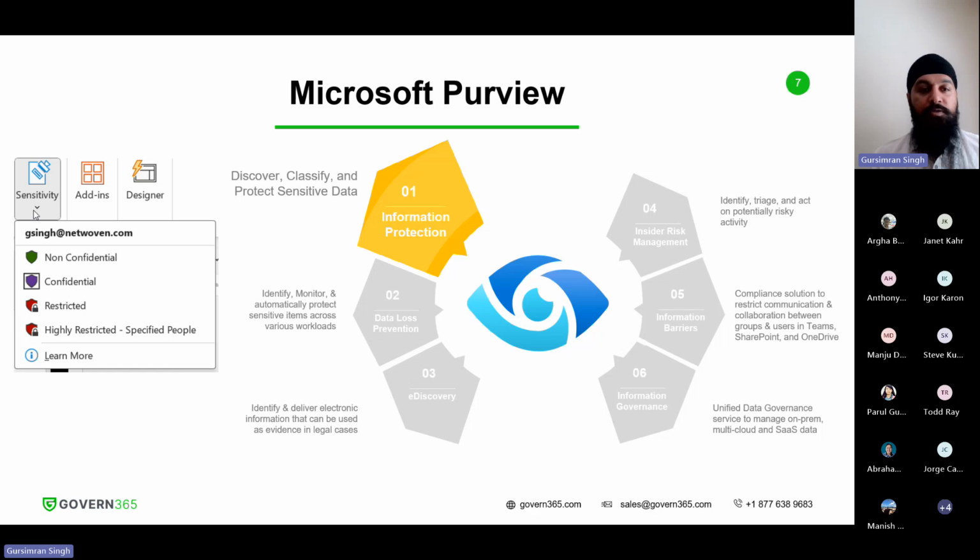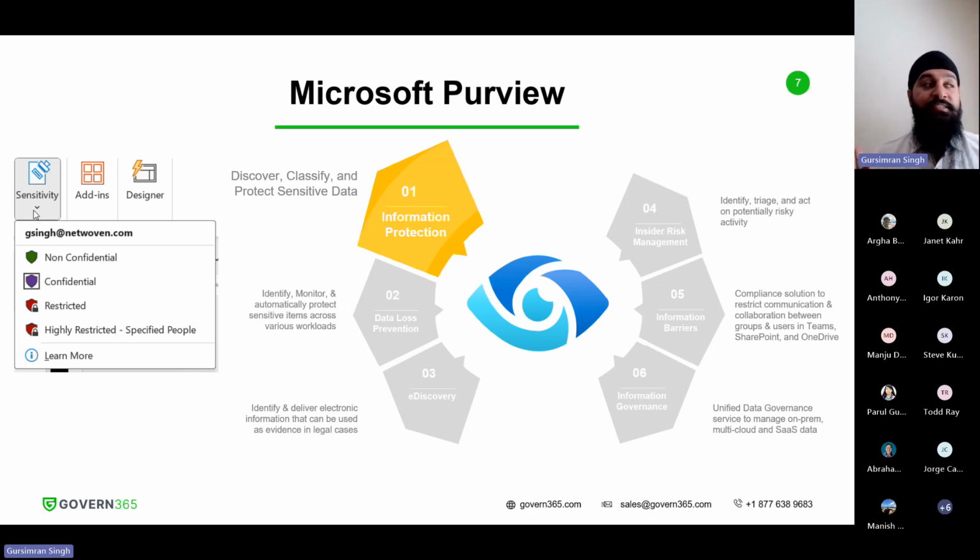Okay. So Purview obviously has multiple different portions. What we focus on is the information protection side of it. Obviously there's data loss prevention, e-discovery, governance, information barriers, insider risk management. All those are components of a Purview installation or a Purview deployment if you have it at your organization. And NetWoven works with organizations to actually do these deployments. And we have a very good track record of getting Purview deployed.